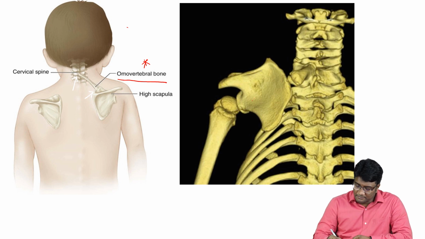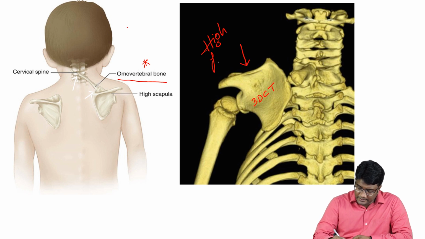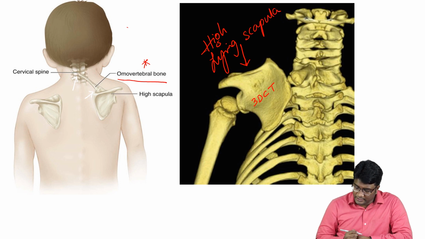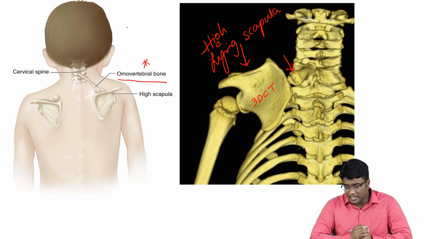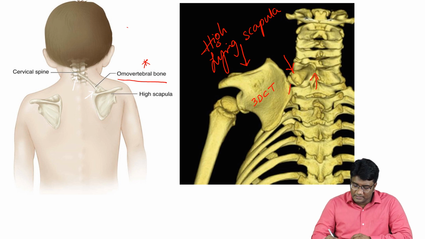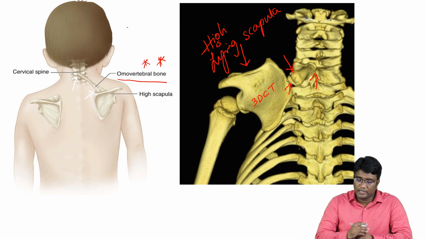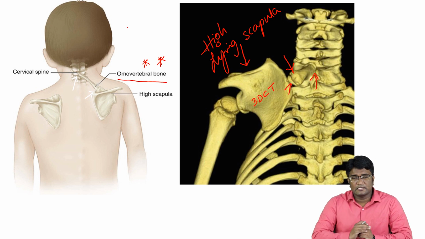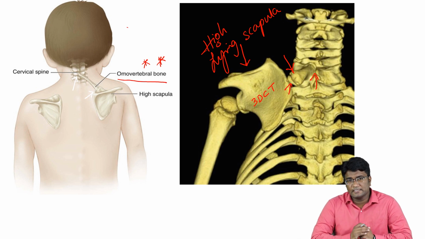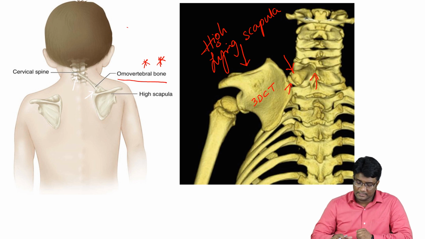Look at this 3D CT image. You can see this is the 3D CT image, and you are seeing a high-lying scapula. You can see this high-lying scapula. The scapula is elevated, rotated, and can you see this bony projection? What is this bony bar that is uniting the superomedial aspect of the scapula to the cervical spine? This is again your omovertebral bone. So these are the things that you need to remember about Sprengel's deformity on the imaging.